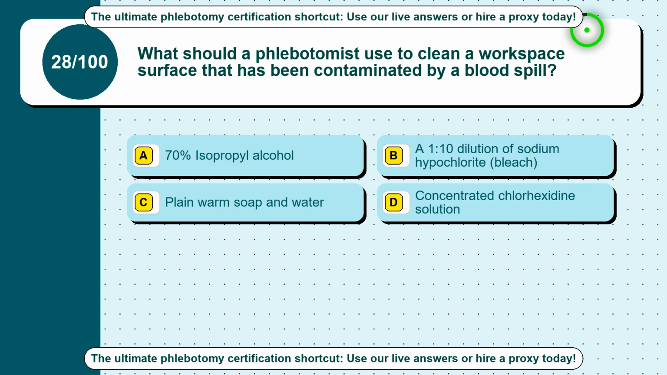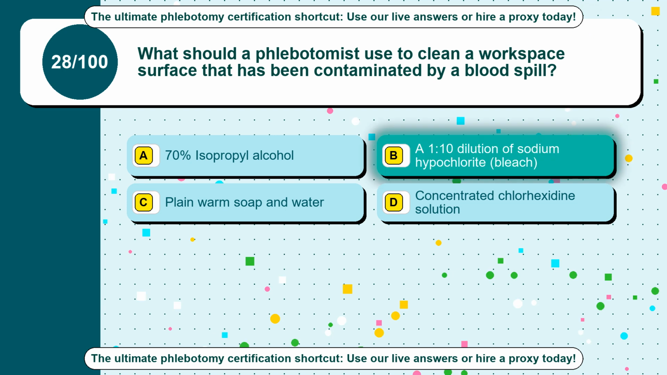Question 28. What should a phlebotomist use to clean a workspace surface that has been contaminated by a blood spill? Option A. 70% isopropyl alcohol. Option B. A 1:10 dilution of sodium hypochlorite, bleach. Option C. Plain warm soap and water. Option D. Concentrated chlorhexidine solution. The correct answer is option B.